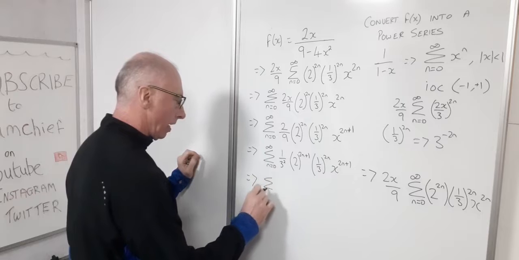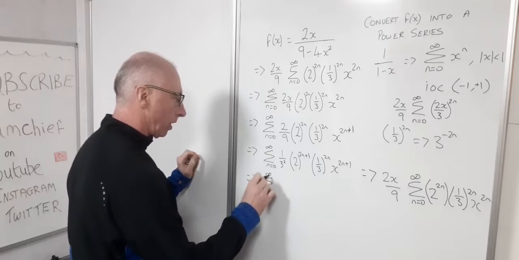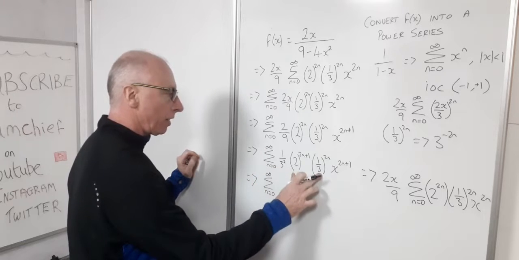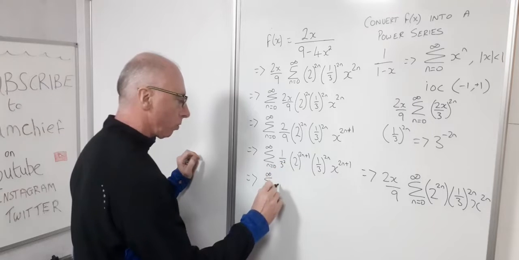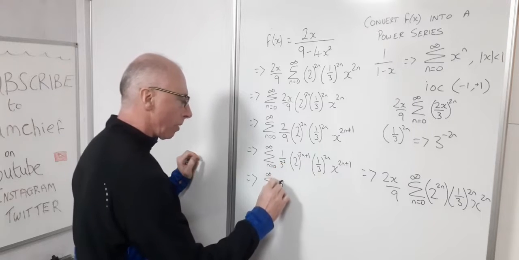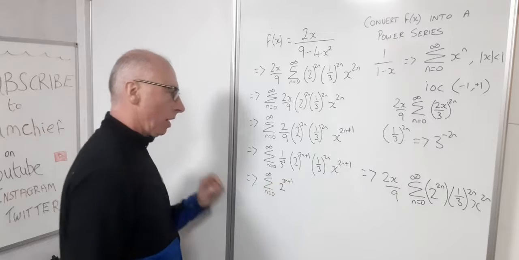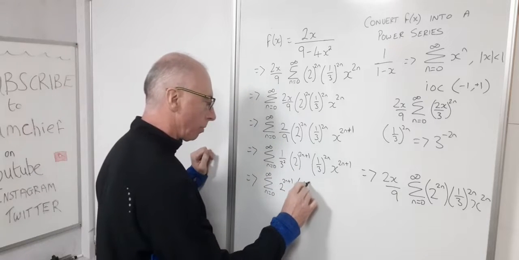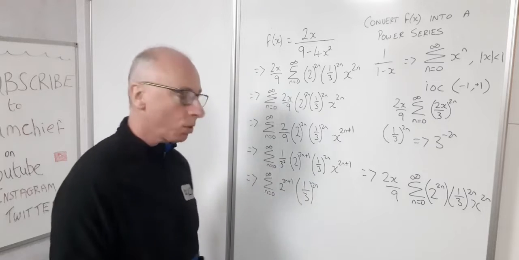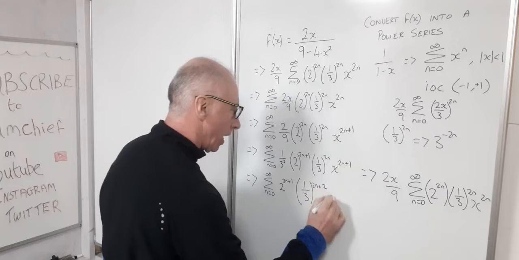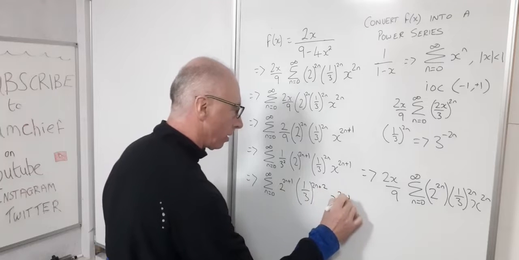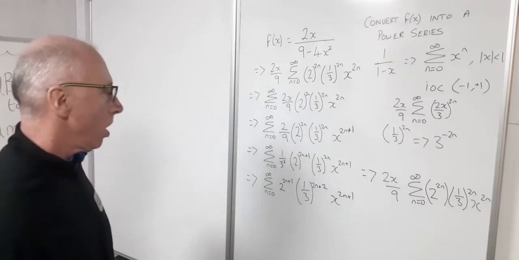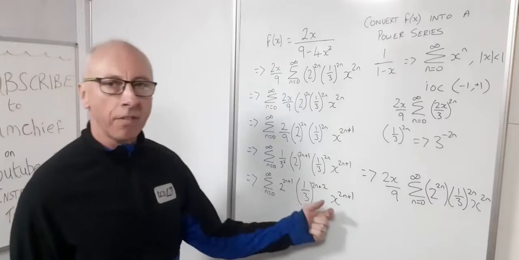So now I've got n equals 0 to infinity. I'm going to bring this into here, so I write 2 to the 2n plus 1. Now I'm going to take away the brackets. 1/3, I'll leave that in the brackets, to the 2n, and then plus 2, because that's a squared term. And then I've got x to the 2n plus 1. Okay, so that takes care of that.